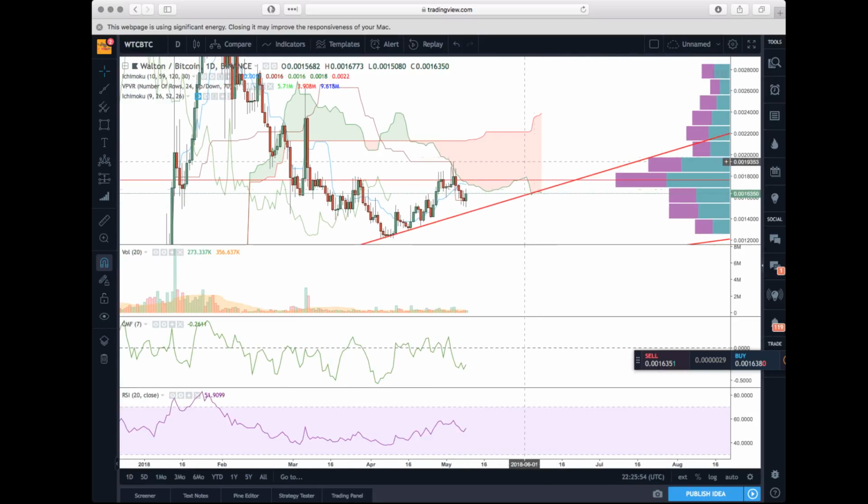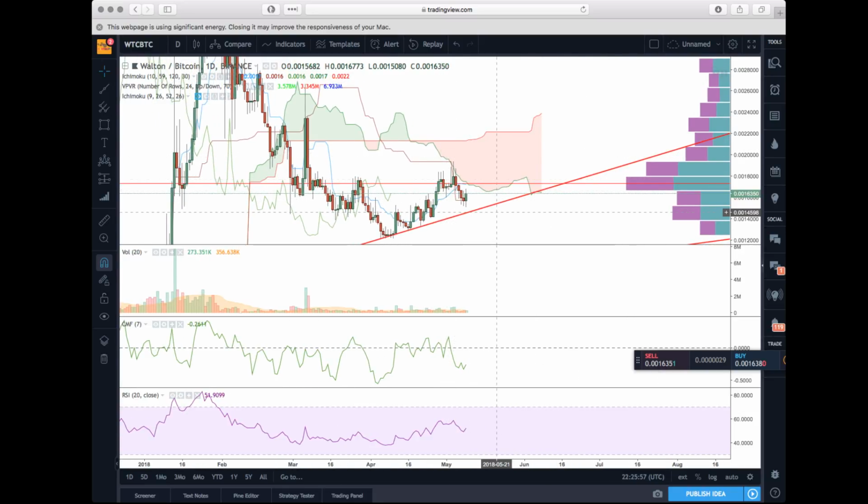All right, so I'm getting some similar information. Got a TK cross. The difference is, though, we came up and we bounced off the cloud pretty hard. So I would want to see us enter the cloud and get above that Tenkan. That would be an even more bullish sign to me. Because I could see us right now coming up, bouncing off that Tenkan, coming back down, and bouncing off this support one more time before we really enter that cloud. Not saying that that is definitely what's going to happen, it's just a possibility.